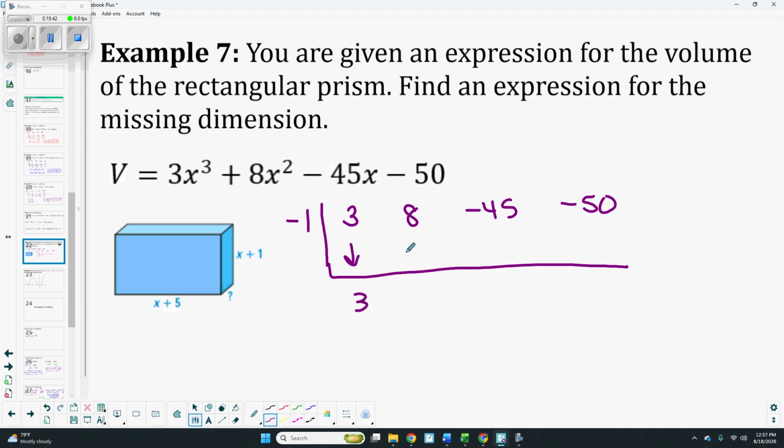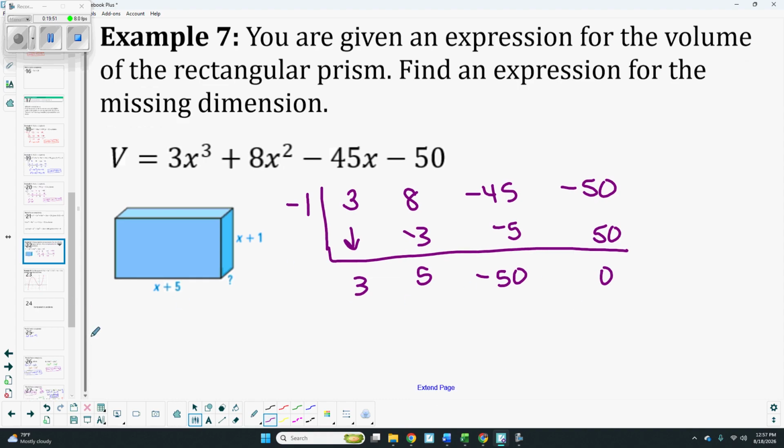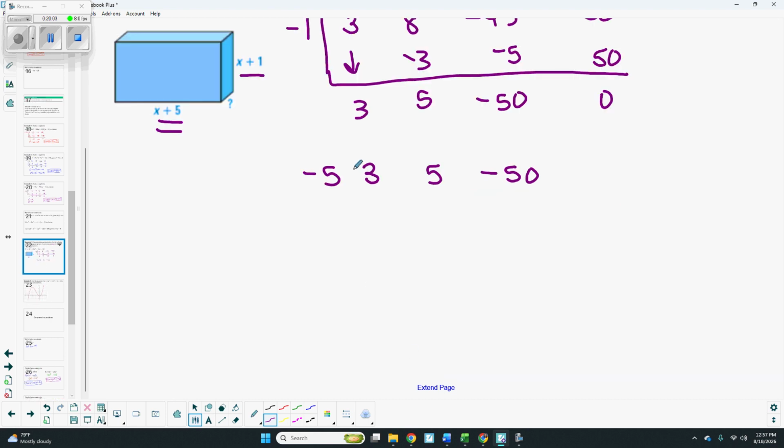So bring down, multiply, add, multiply, add, multiply, add. So I don't need to rewrite this. I know that that's going to be the coefficients of my next one. And now, I already did that one. Now I'm going to take out the x plus 5. So that means negative 5 on the outside. Bring it down, multiply, add. Oops, something's wrong. What did I do wrong? Oh, so that's negative 10.